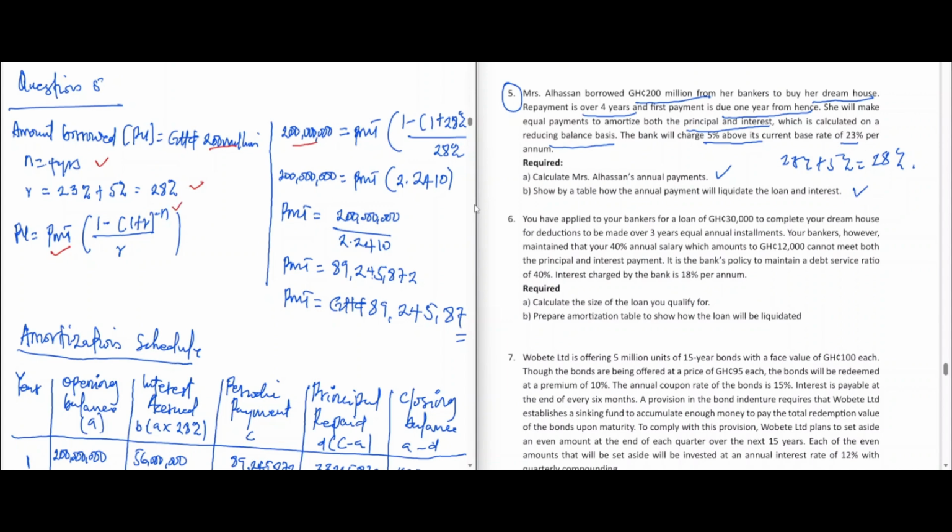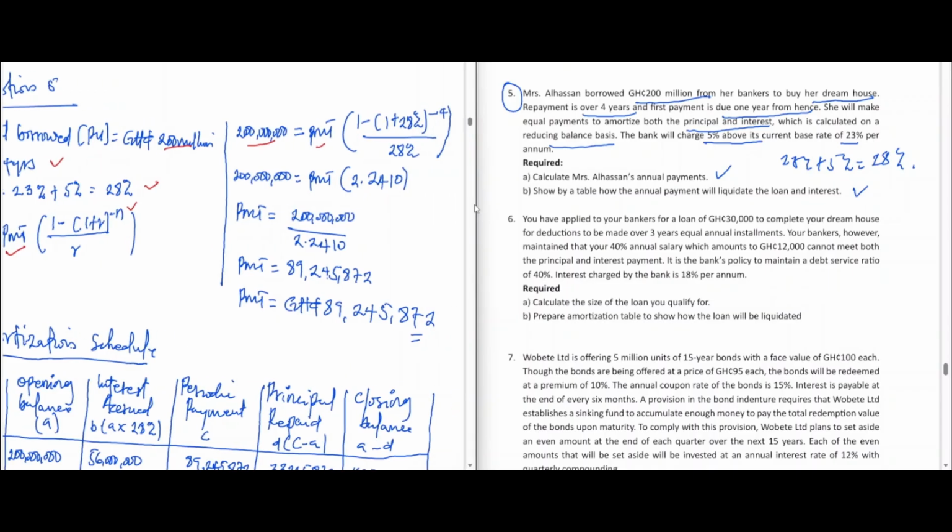We know our present value is 200 million Ghana cedis. We don't know our PMT, but we know 1 minus (1 plus interest rate of 28%) to the power minus 4, where 4 is the number of years, all over 28%. So using our calculator for 1 minus 1.28 to the power minus 4 all over 0.28, we get 2.2410.